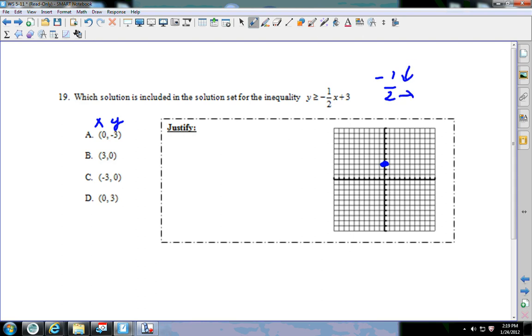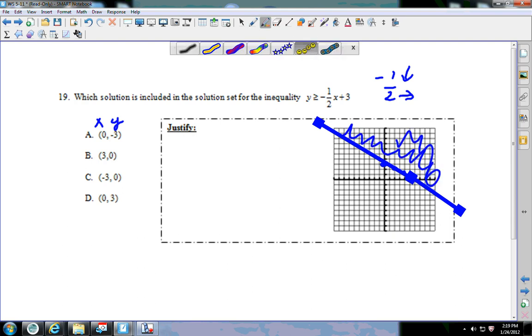Down 1 to the right 2. Down 1 to the right 2, put a dot. Down 1 to the right 2, put a dot. Down 1 to the right 2. Okay, so I have a solid line because it says equal to. So I'm going to put my solid line out there. The only thing is you have to be careful when you graph this. Now it says greater than, which means I shade above.